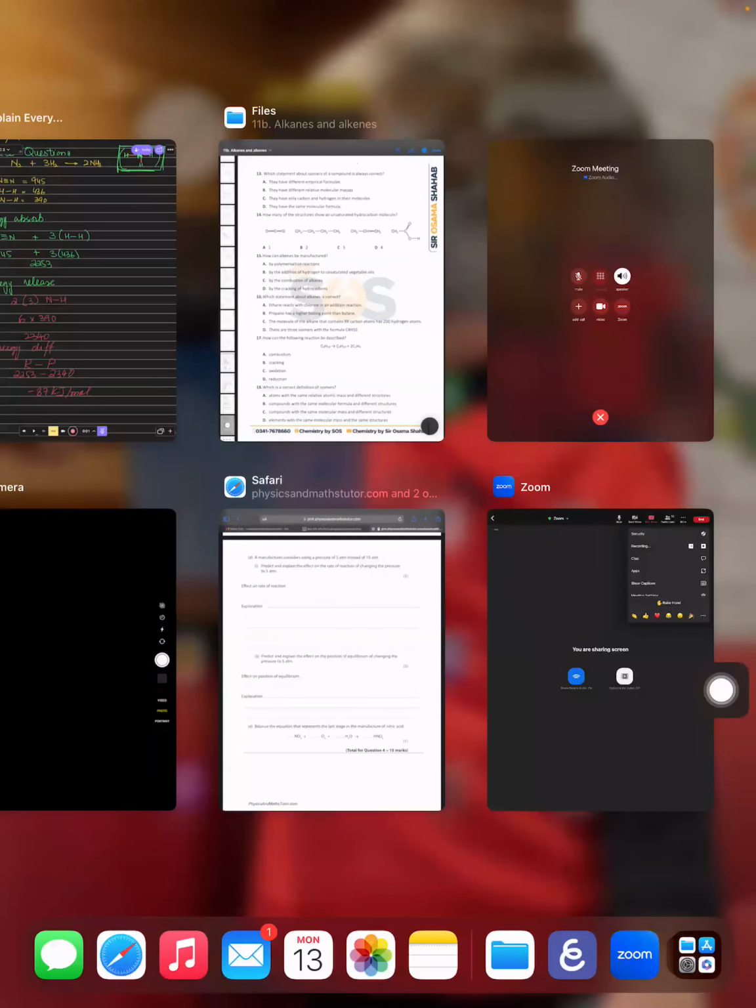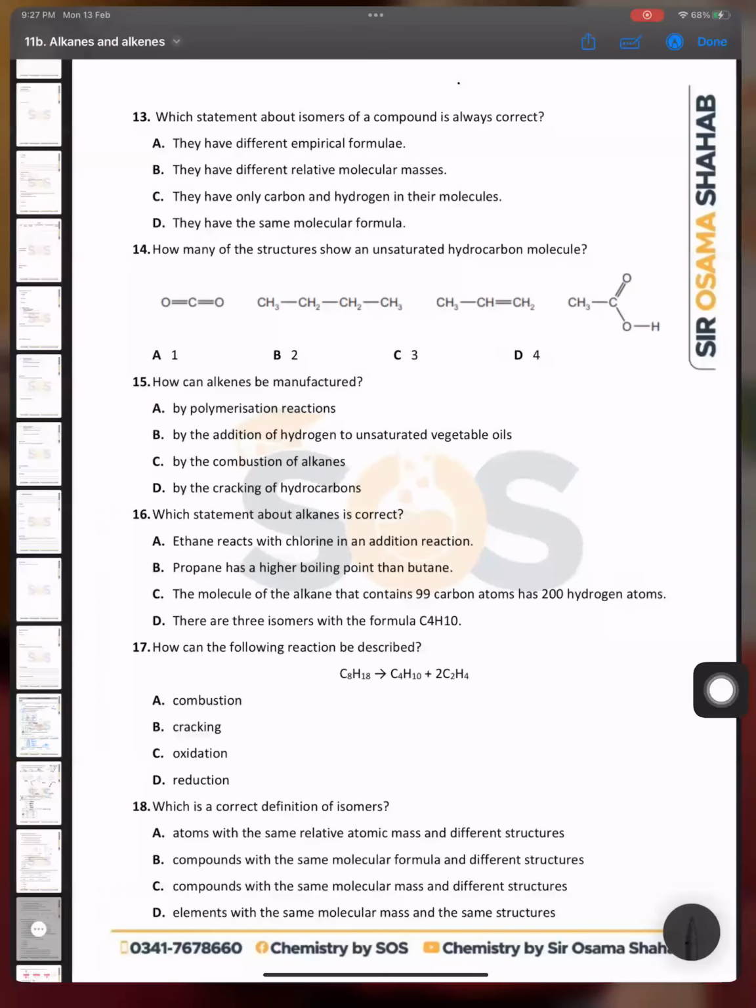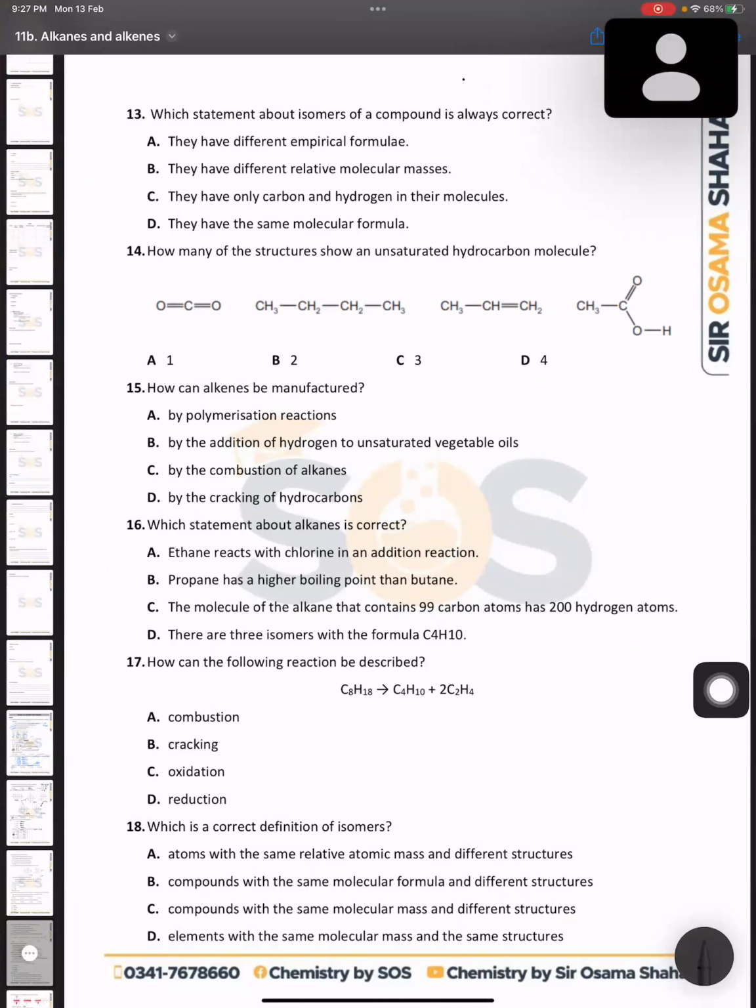For suppose if you talk about MCQ number 13, which statement about isomers of a compound is always correct? Always correct. We know that. What is isomer? Isomer means they have same molecular formula but different structural formula. So the right answer would be D. Absolutely right. Every one of you, good job.